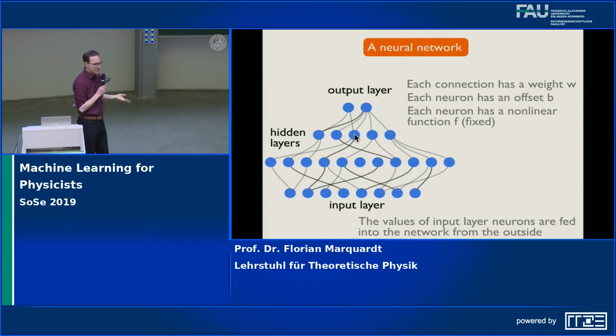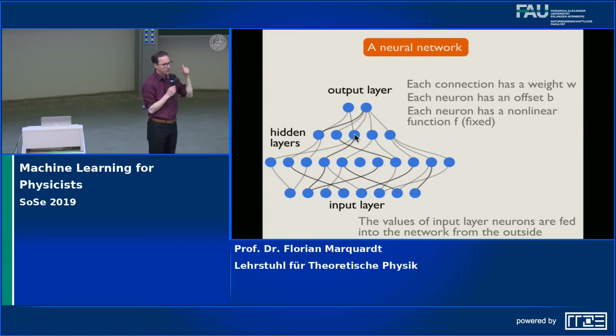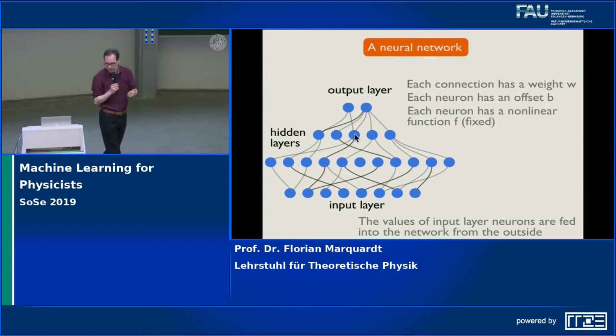So overall, we can summarize the situation by saying each connection has a weight, W. Each neuron also has an offset B that appeared in this linear superposition. And each neuron has a nonlinear function, but it's usually the same for all the neurons, so it's fixed. And then the values of the input layer neurons are fed into the bottom, and layer by layer, you are calculating these output values until you arrive at the output layer, and then you are done. Then you have applied the neural network to the input, and the neural network has calculated an output for a given input.